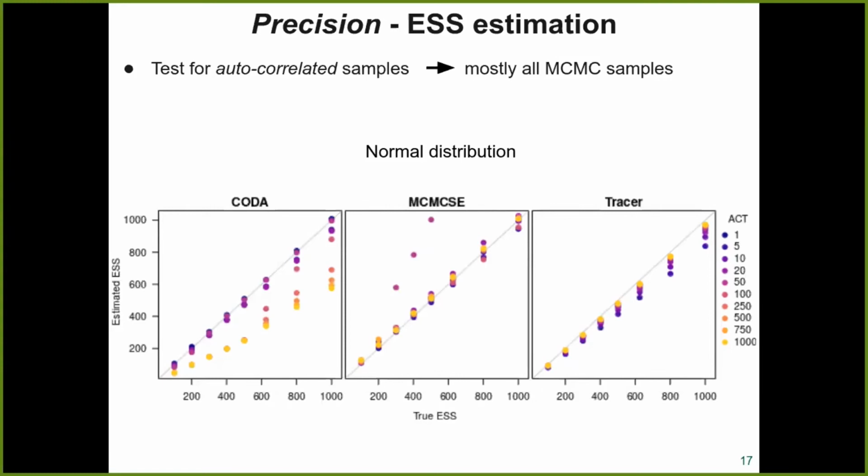So we developed an algorithm to create autocorrelated samples, and we did the same as before. So we draw an initial independent sample, which corresponds to the true ESS, and then we added correlation to that sample and estimated the ESS. And here we can see Tracer was less affected by autocorrelated samples. And this is for the normal distribution.